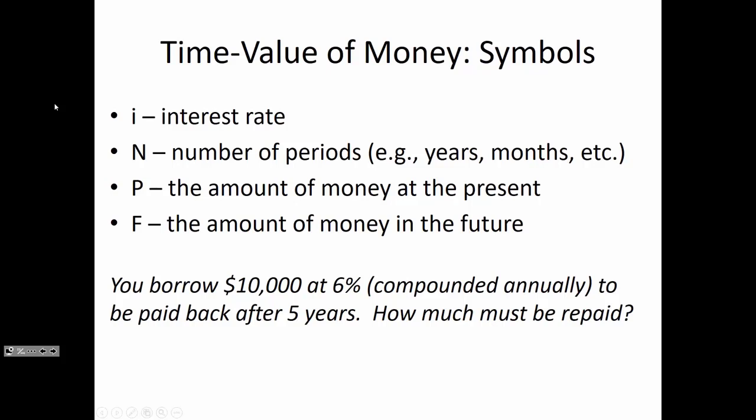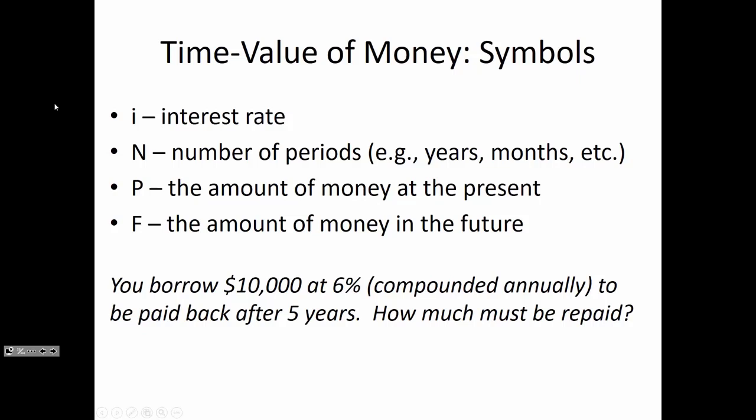N isn't always the number of years. Sometimes, depending on the terms of the loan or how often interest is compounding, your interest periods may be months, it could be quarters. Stocks, for example, often pay their dividends on a quarterly basis. In this case, though, the period is a year, so N would be 5 years in this problem statement.